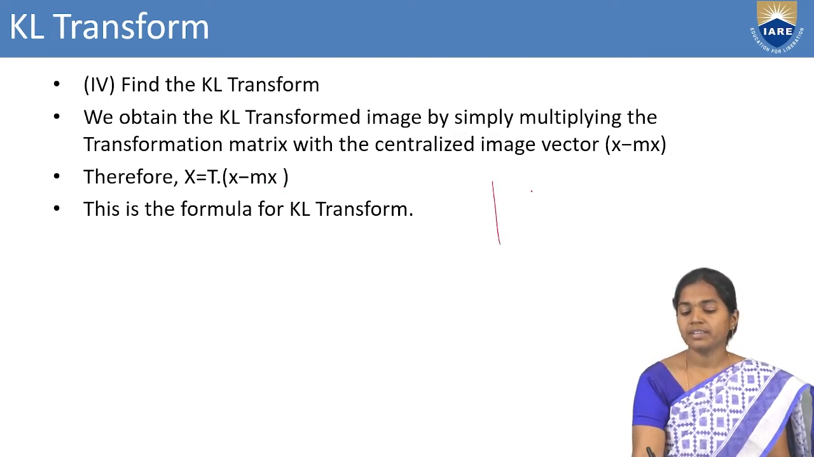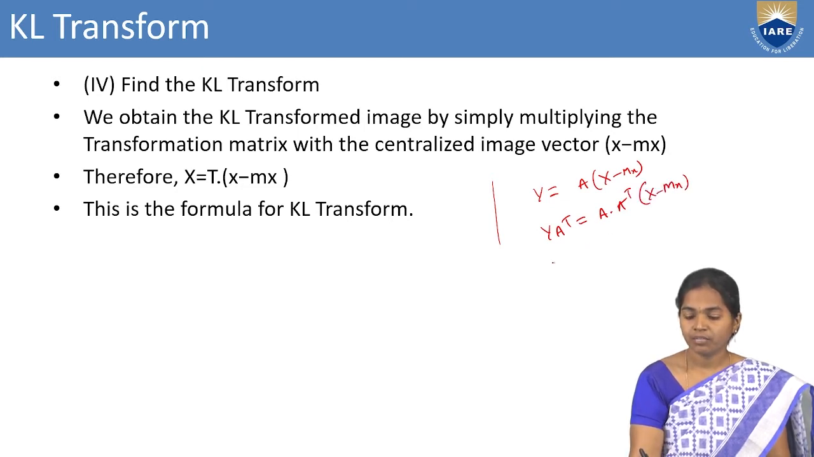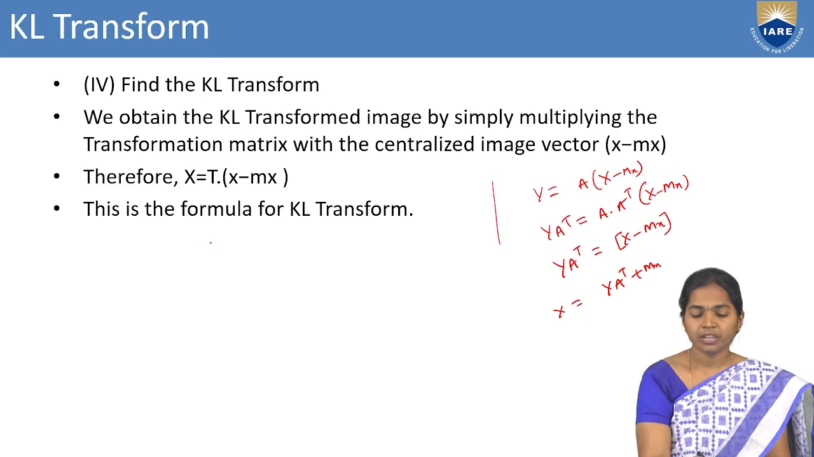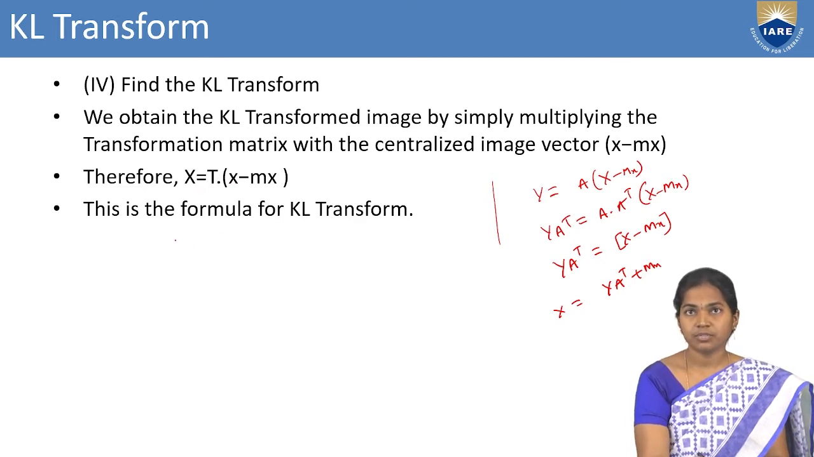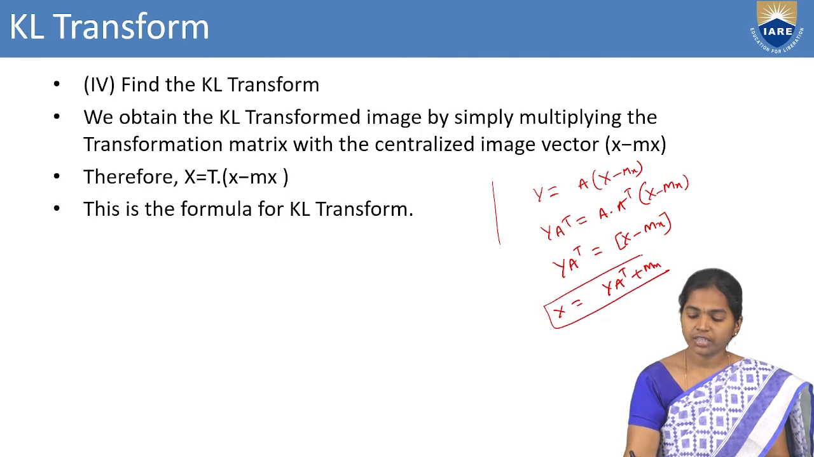I explained in the previous case y equals A into x minus mx. So here A transpose y equals A into A transpose x minus mx. Here A transpose y equals x minus mx. So from this, x equals A transpose y plus mx. This is the KL transformation equation.